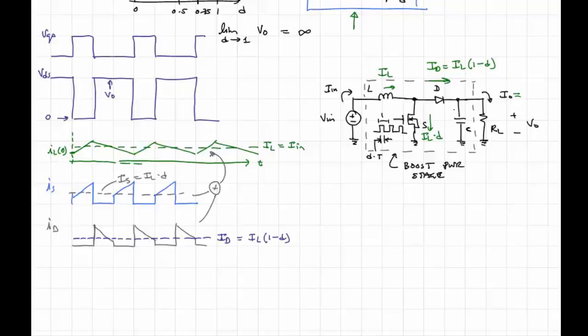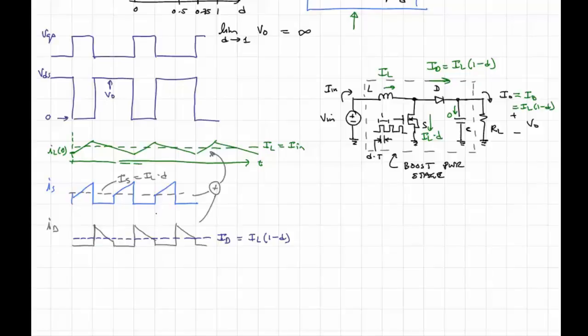And the average current through this inductor or this capacitor, if the circuit is in equilibrium, meaning that the voltage isn't growing cycle by cycle, must be equal to 0, which means that on average the current to the load is also equal to ID, which is equal to IL times 1 minus D.